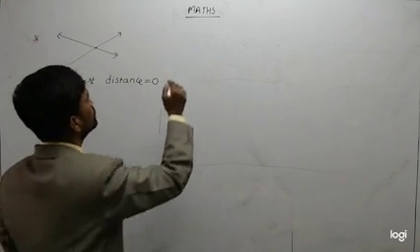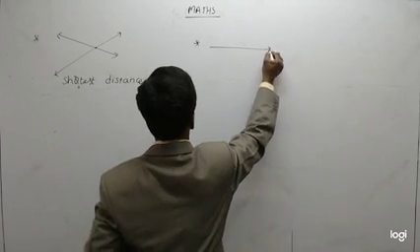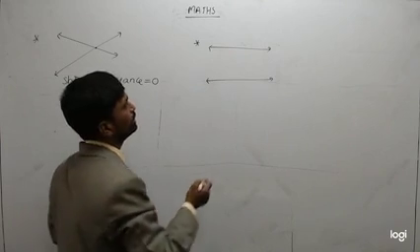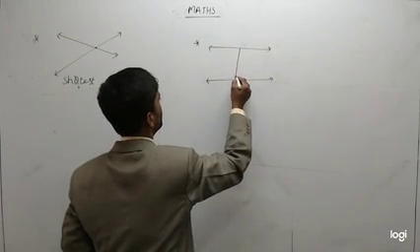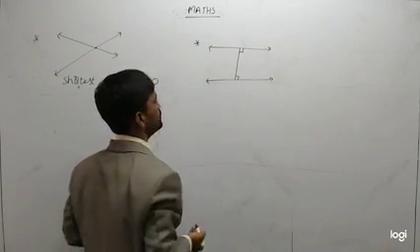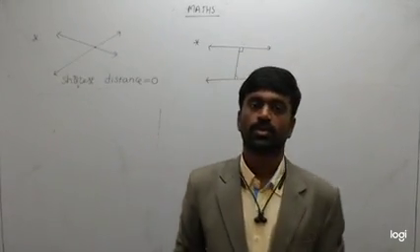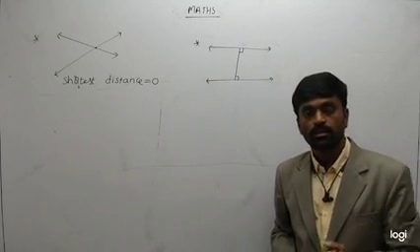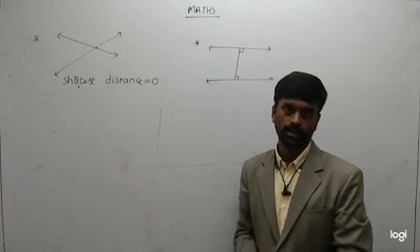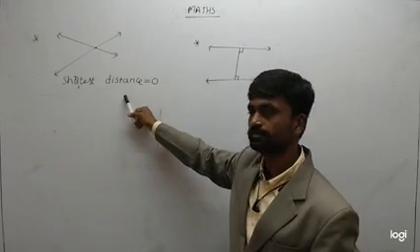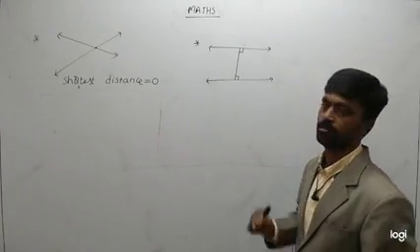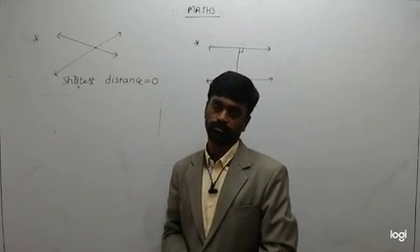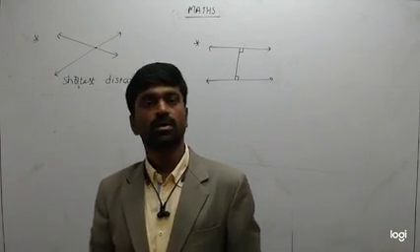Suppose the lines are parallel. If the lines are parallel, then the shortest distance between these two parallel lines is the perpendicular distance between them. That is what we discussed already yesterday. Okay. So if you take any pair of lines in a plane, either the lines are intersecting or parallel lines. But in case of space, we'll get additionally one more case.